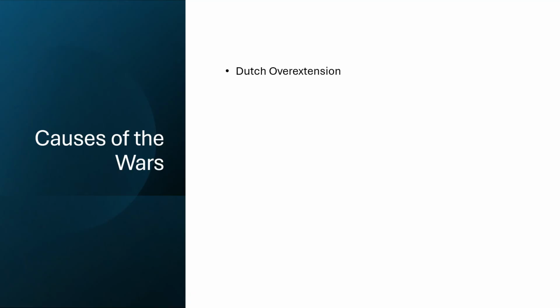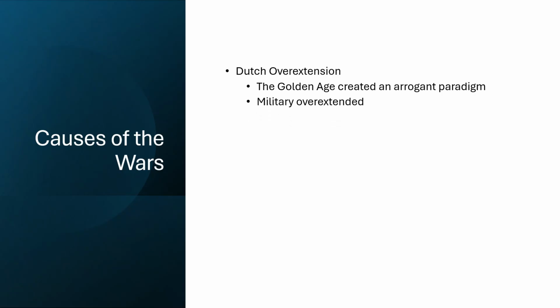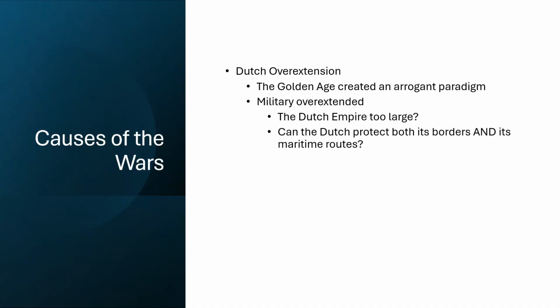We've talked a little bit about the Dutch overextension. They had this great golden age. They became arrogant. They thought they were untouchable, invincible. Unfortunately, they were militarily overextended. We're going to see during these four wars, they're going to get shellacked. But was the Dutch Empire too large? And I think the answer is, of course, it was. Can the Dutch protect its borders and its maritime routes?